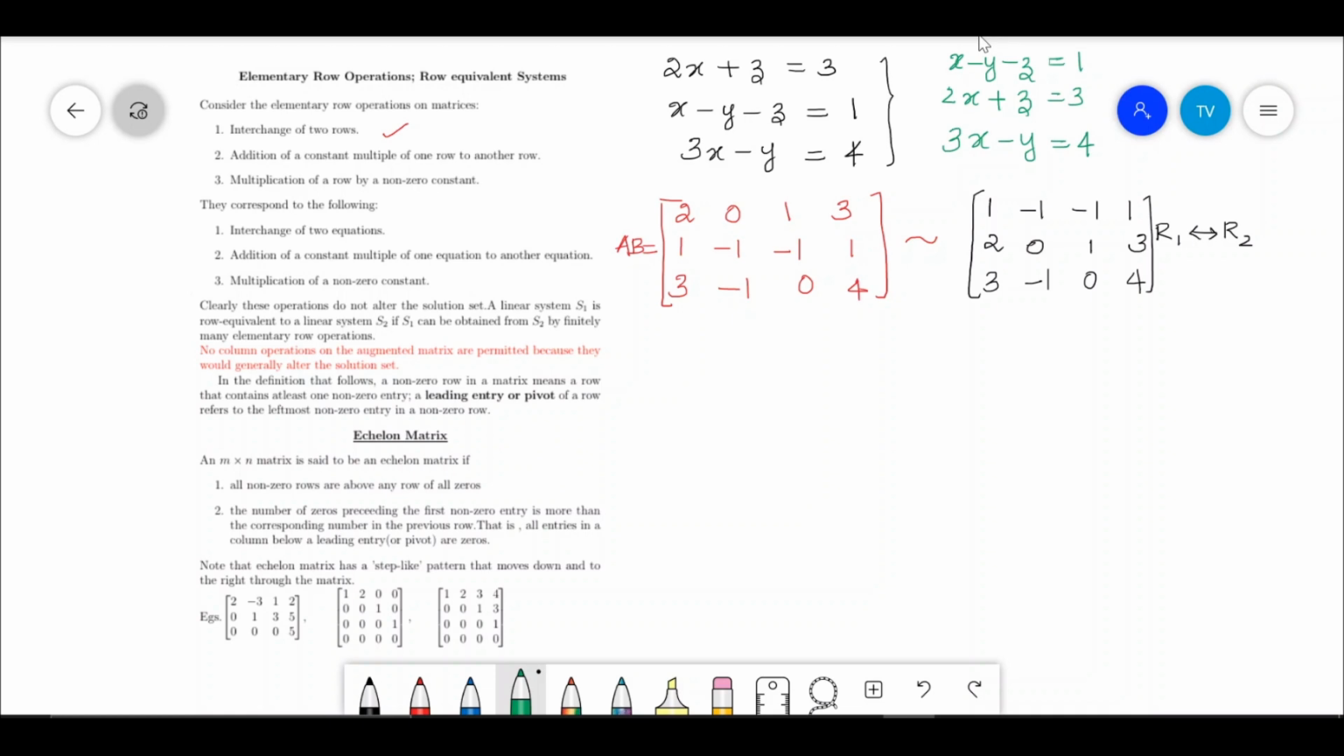Now let us consider the second and third row transformations together. Addition of a constant multiple of one row to another, then multiplication of a row by a non-zero constant. Now these correspond to the corresponding changes with respect to equations. Addition of a constant multiple of one equation to another equation, then multiplication by a non-zero constant. So let us consider these aspects.